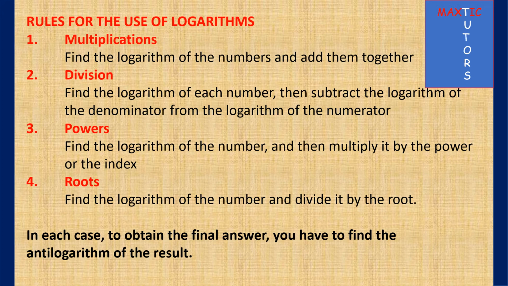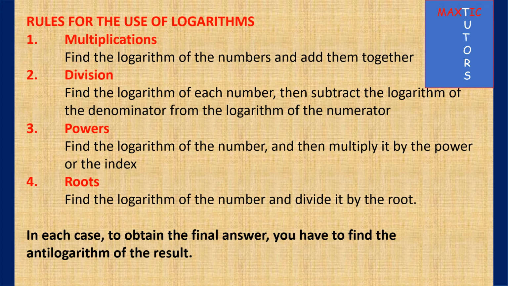Then if you have any number that is raised to a particular power, you find the logarithm of the number and you then multiply it by the power or the index. So if I have 2.3 raised to power 5, I find the logarithm of 2.3, I will now multiply that logarithm by 5, where it's raised to power 5. Which is raised to power 4, I multiply the logarithm by 4.